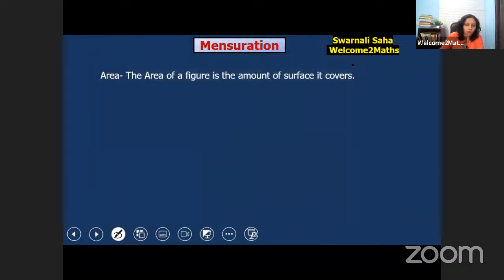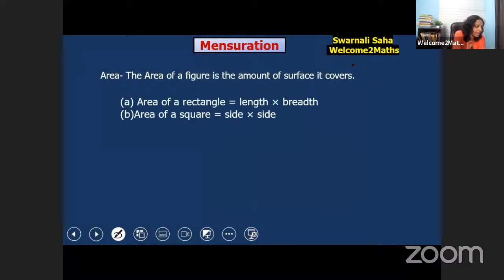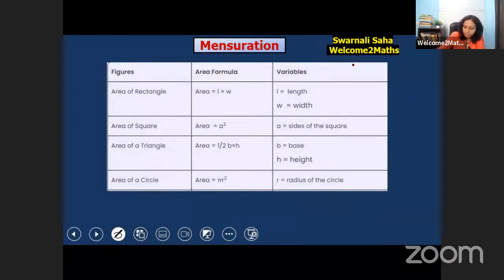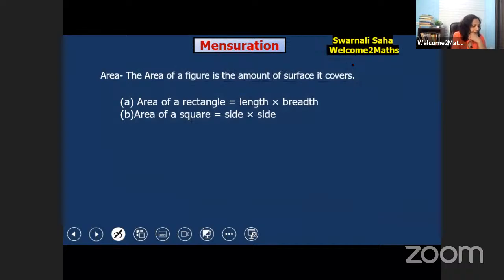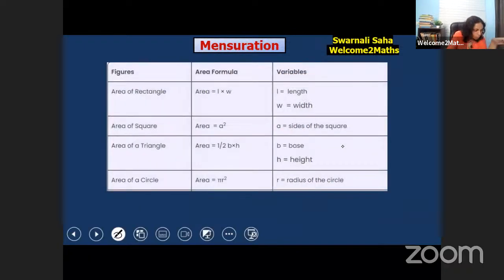And now let's talk about areas. What is area? Area of a figure is the amount of the surface that it covers. Area of a rectangle, for example, is length into breadth, and square is a square. Now let's see some more figures. Area of rectangle, I already showed you, L into B. Area of square would be, all sides are the same, so it would be A square.